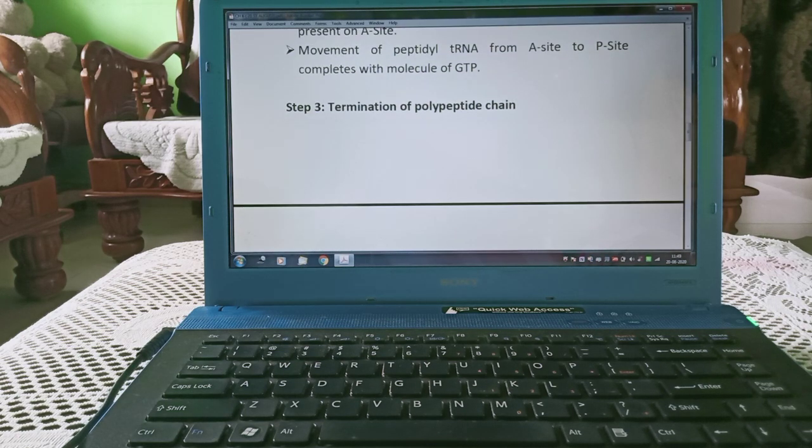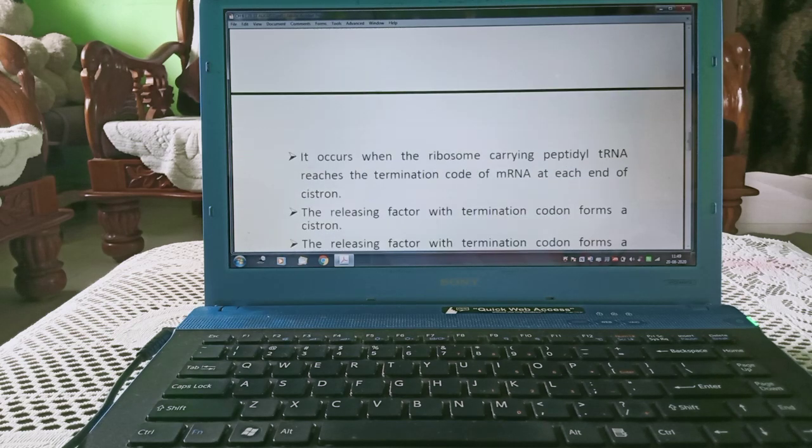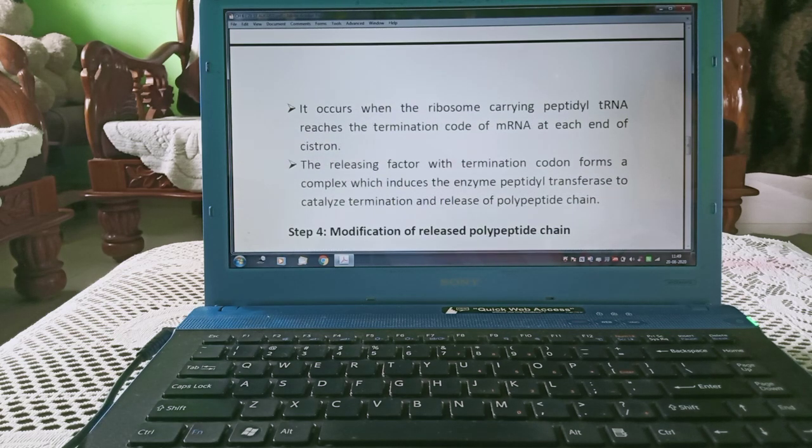Step 3, termination of polypeptide chain. It occurs when the ribosome carrying peptidyl transfer RNA reaches the termination codon of messenger RNA at the end of the cistron. The releasing factor with the termination codon forms a complex which includes the enzyme peptidyl transferase to catalyze termination and release of the polypeptide chain.